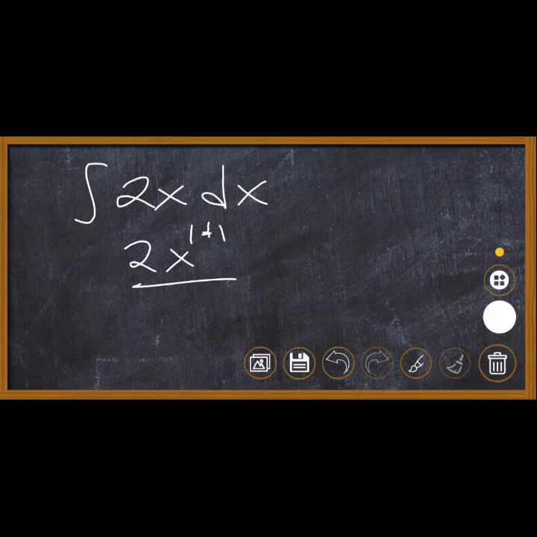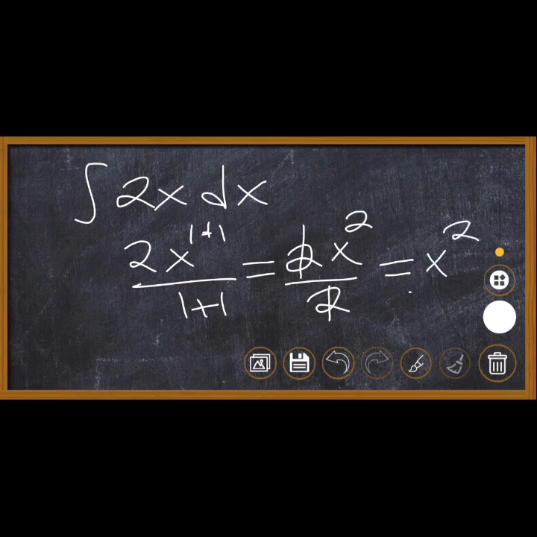and then divide by the same power, that is 1 plus 1. So we are going to have what? 2x, and then when we add power 1 plus 1, we are going to have 2 over, down there we are going to have 2 also. So we can simplify this further, where we cancel the 2 in front, and then we are going to remain with x squared. So this is the integral part.